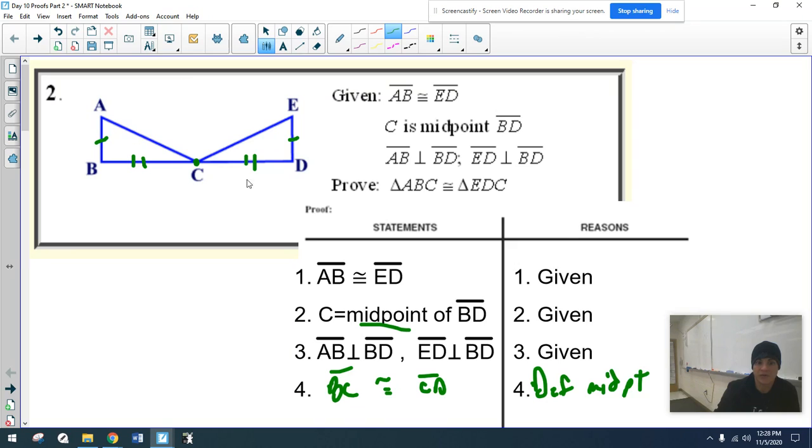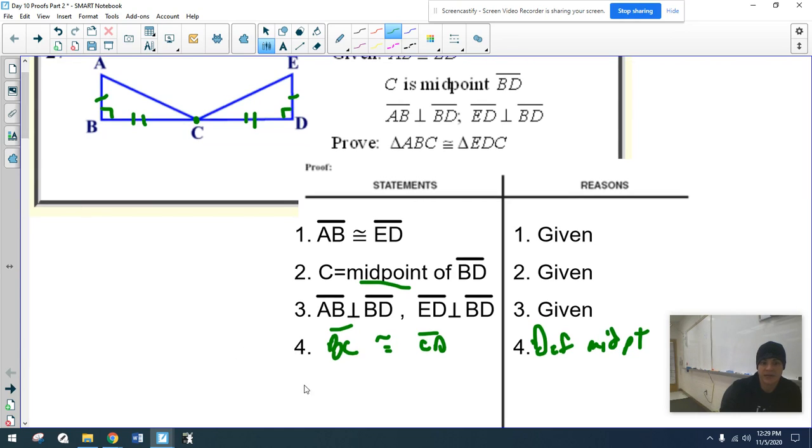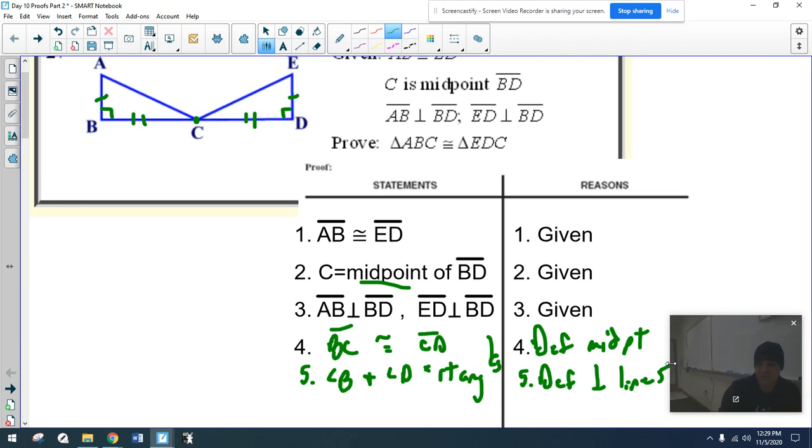Okay, still need more info. I only have 2 pieces of info. So now use the given where it tells you lines are perpendicular. When lines are perpendicular, it forms 90-degree angles. So that's what my next step is going to be. We're going to say angle B and angle D are right angles. The reason why we knew that they were right angles is because these lines were perpendicular. So that's just going to be the definition of perpendicular lines. That's what perpendicular lines tell me: you're going to have 90-degree angles.